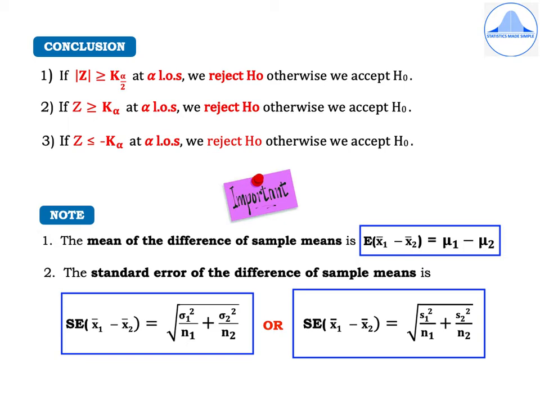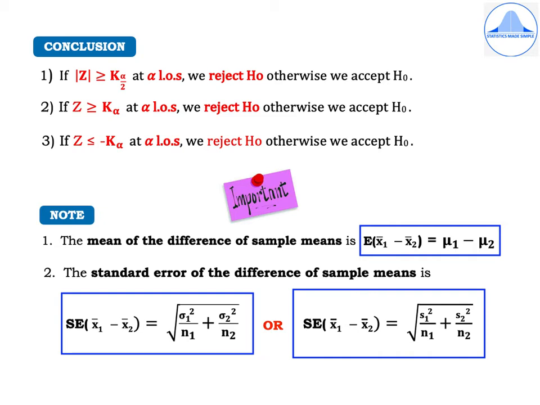So if z is greater than or equal to k alpha at alpha level of significance, we reject H naught, otherwise we accept H naught. And the third conclusion is for a left-tailed test. If z is less than or equal to minus k alpha at alpha level of significance, we reject H naught, otherwise we accept H naught. So here remember to write the alternatives in the same order because the conclusions are according to the alternatives.